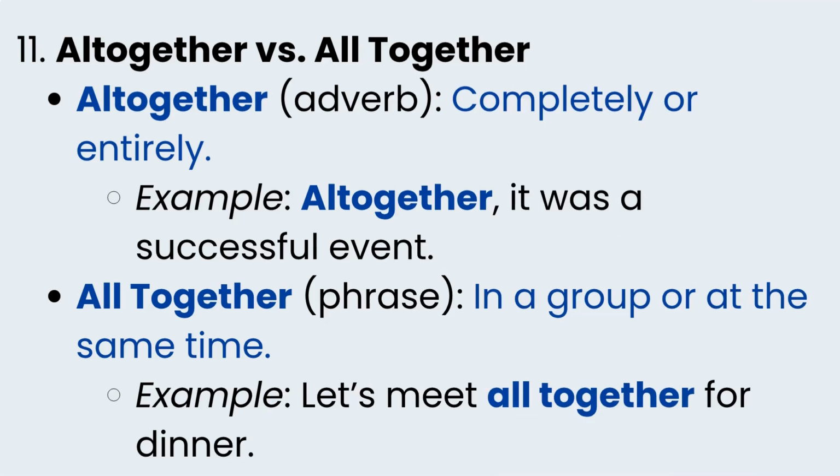11. Altogether versus all together. Altogether, adverb, completely or entirely. Example, altogether, it was a successful event. All together, phrase, in a group or at the same time. Example, let's meet all together for dinner.